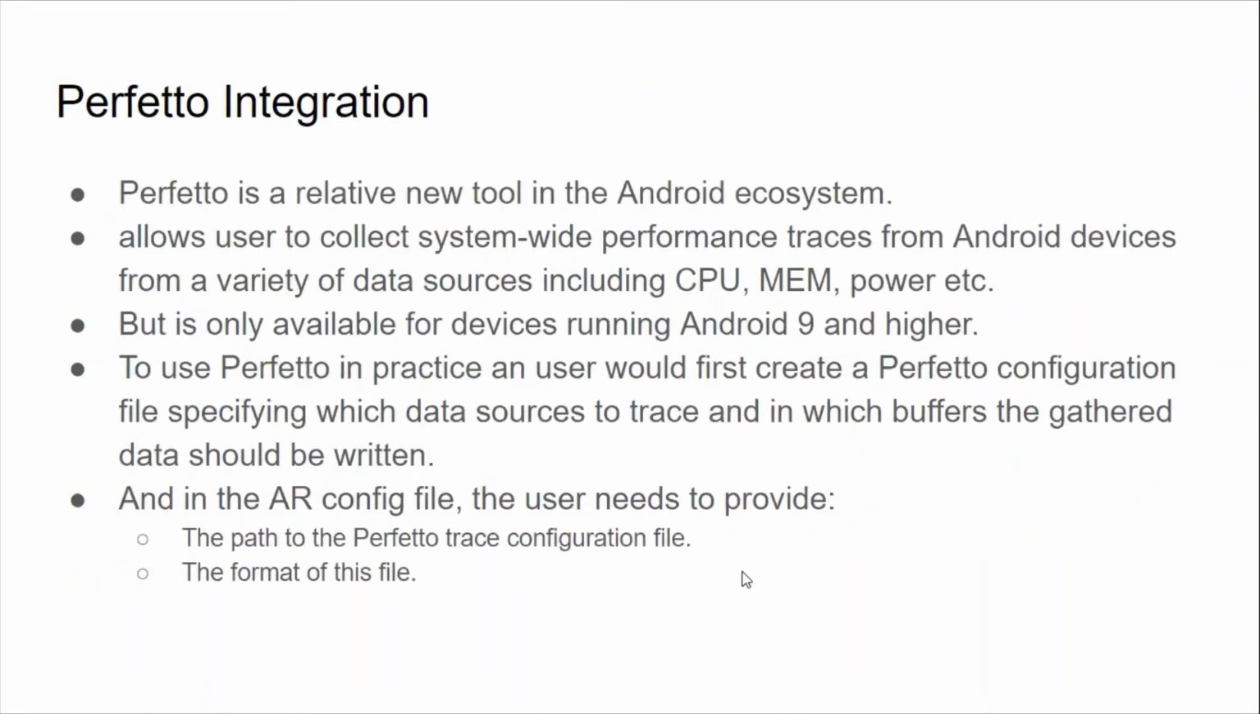And the third feature that is new to Android Runner is the integration of the Perfetto plugin. It's a relatively new tool in the Android ecosystem, but there are some limitations as well. It allows the user to collect system-wide performance traces from Android devices from a variety of data sources such as CPU, memory, and power consumption, etc.